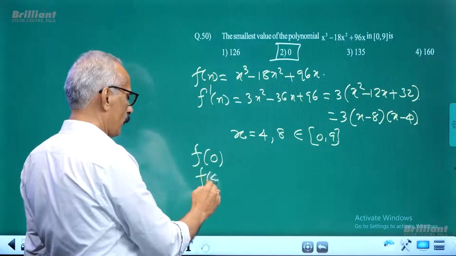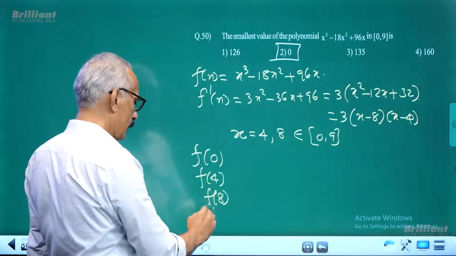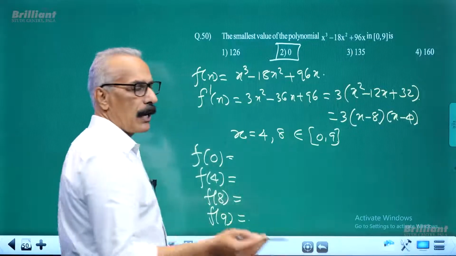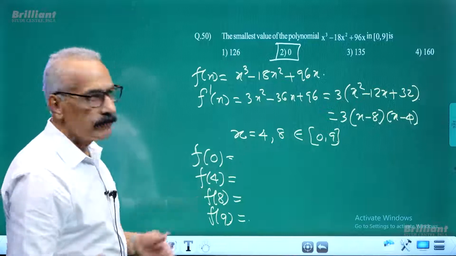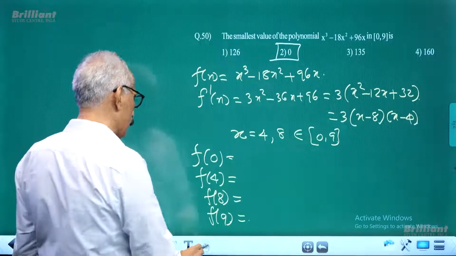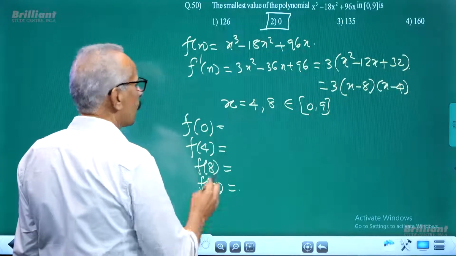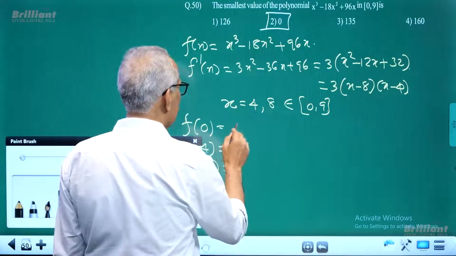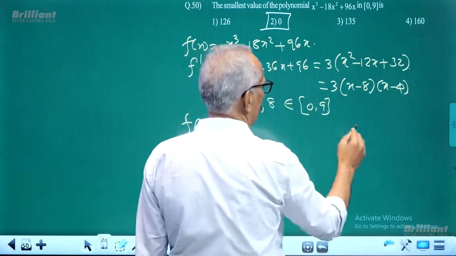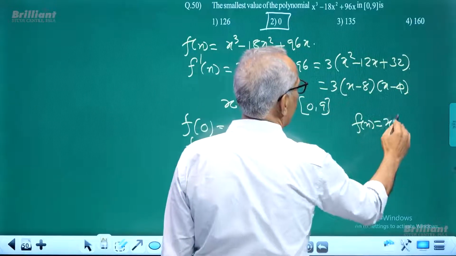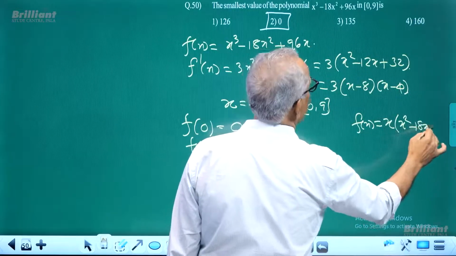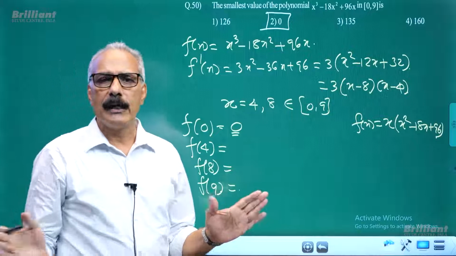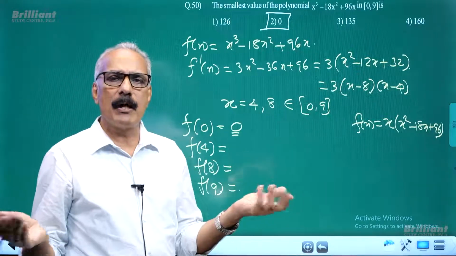In the next step, we will find out f of 0, f of 4, f of 8, and f of 9. The smallest among them is the least value and the greatest among them is the greatest value. F of 0 is 0, because x is everywhere. Your f of x you can write as x into x square minus 18x plus 96, just to check if you are going to get any negative value. If there is no negative value, then definitely your least value will be 0.